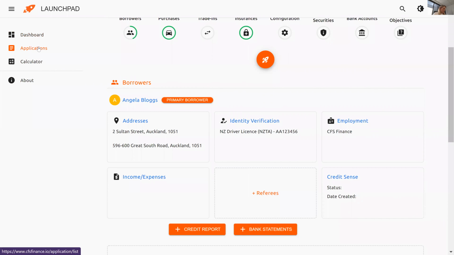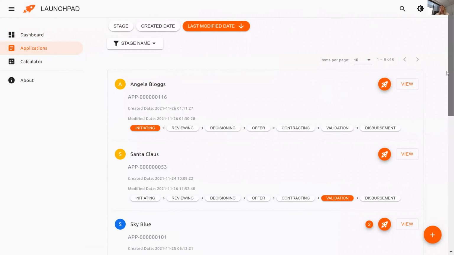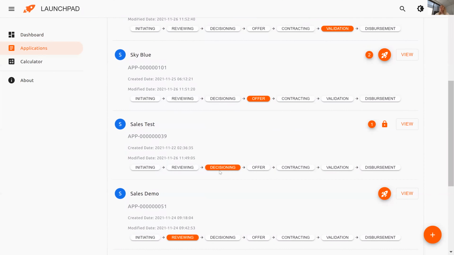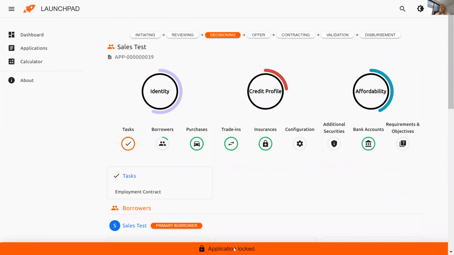Just back to what Ange was saying, when it's at decisioning, you'll notice that we've got one down here that was prior. It's at decisioning, but it is also locked, so you can't edit anything. And if you did want to edit anything, you would just let our team know that you wanted to edit it, and they would push it back to initiating or reviewing for you. You can still go into the application, you just can't edit anything, and you'll notice down the bottom it says application locked.